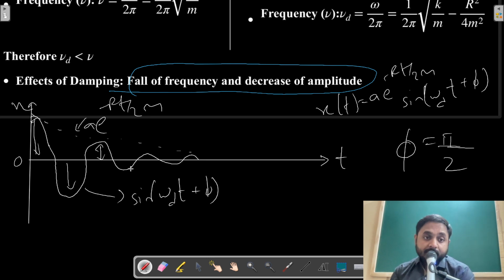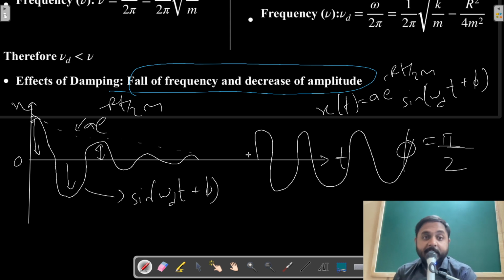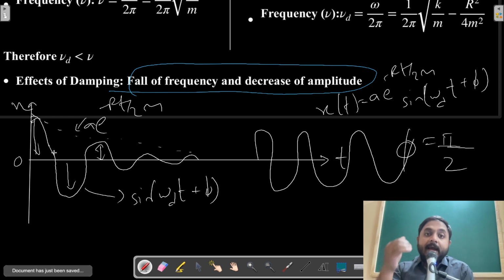Plus phi. So earlier, if you remember, for undamped oscillatory motion, your sinusoidal function was perfect. There was no change in amplitude, but here the amplitude goes on falling. So this is the main effect of damping on a system. When a damping force is acting, the oscillations are going to go on reducing, and the amplitude is going to go on falling. So basically we have studied 3 cases now.